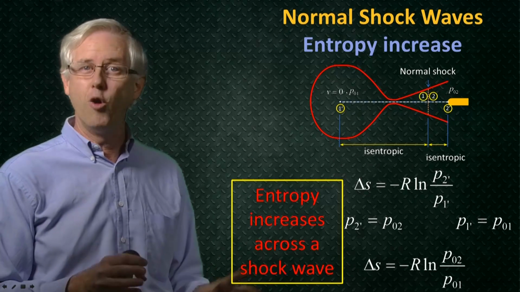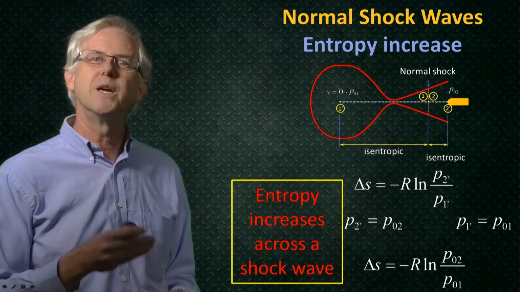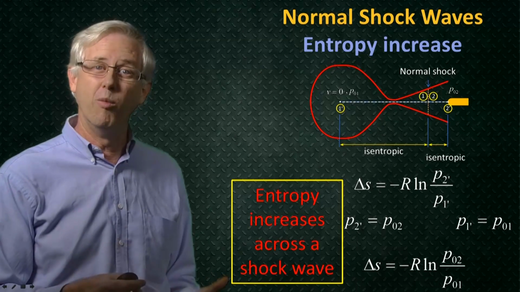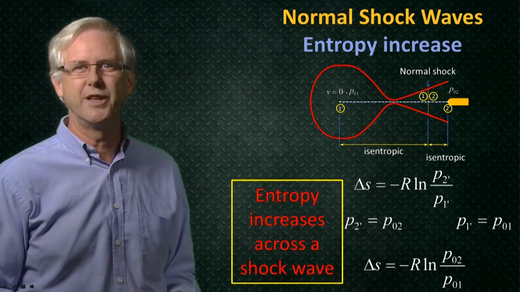We've only considered normal shock waves. Next we'll see what happens when shock waves are not normal but are inclined at an angle to the oncoming flow.